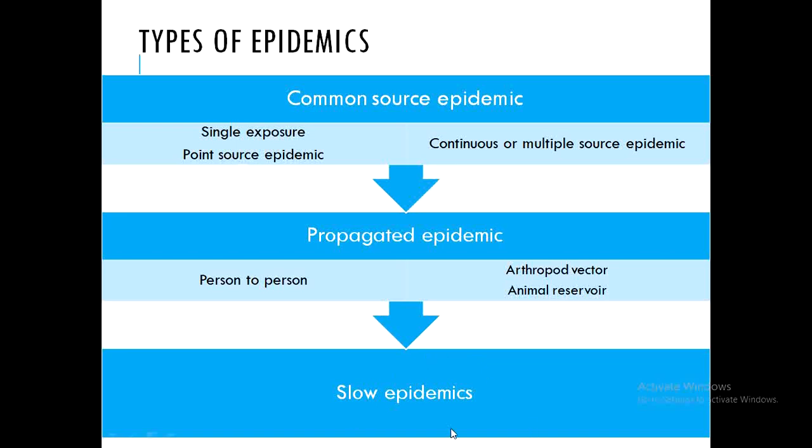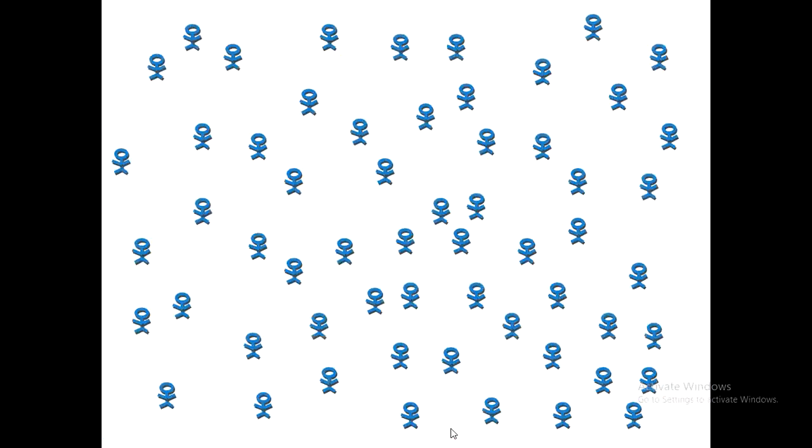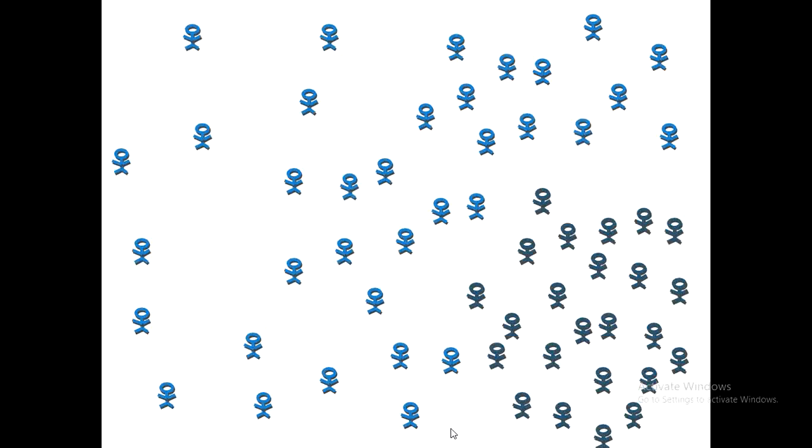So moving through these concepts one by one, you can see that this is a normal community with normal people. No disease has affected this community. Once a disease affects the community, cases appear in this community, as you can see with the presentation of different colors. Dark blue represents the diseased population, and light blue shows the population which is susceptible but not diseased. So we can separate the diseased population from the non-diseased population.